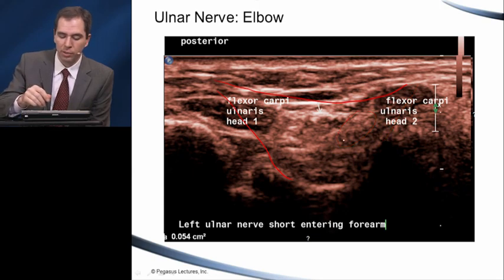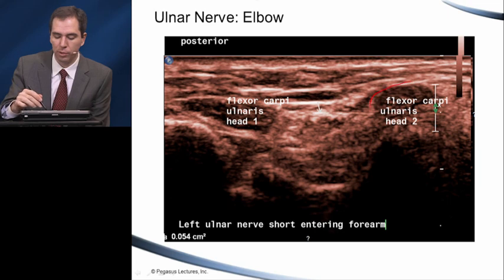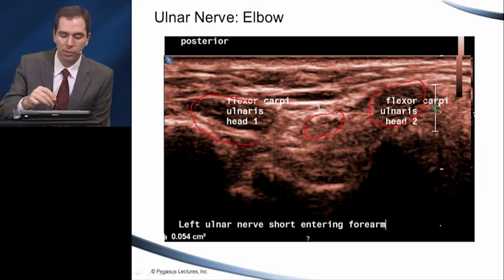And then we have here demonstrating the two heads of the flexor carpi ulnaris. So this is one of the heads here. Here's the nerve between the two heads, and here's the other head here.